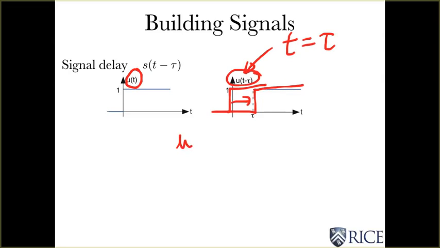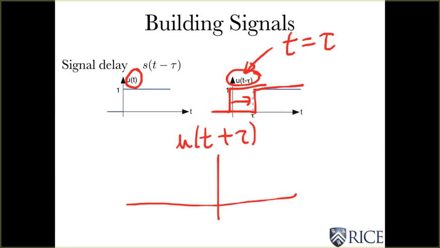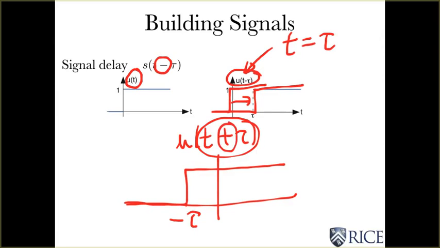So u of t plus tau is called a signal advance. That means this discontinuity now occurs at minus tau, wherever this argument is 0. So we usually think of tau as being a positive number, so that the sign in the argument here tells if it's a signal delay or an advance. But signal delay is going to be a very important thing in building signals, as you're about to see.